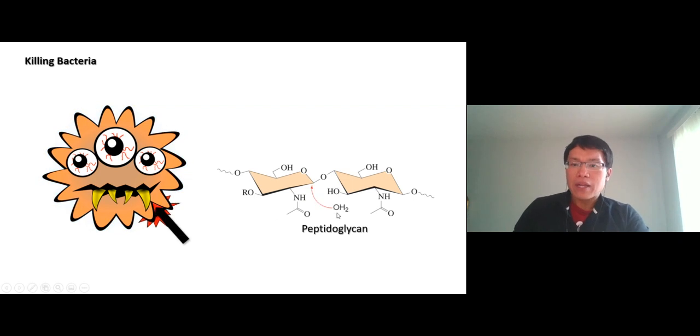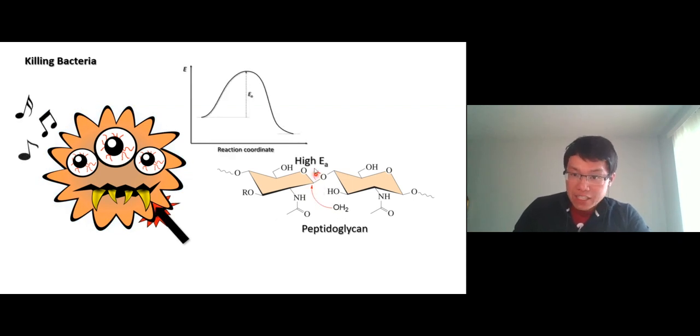Let's take a look right here. So water attacks to break this bond, that's the mechanism. We have a nucleophilic attack, loss of leaving group there. So we try to cut this bond. This process is called hydrolysis, which is the main mechanism of destroying the cell wall. But this reaction doesn't really happen because the activation energy is so high. Peptidoglycan is so stable, right? We can't really do anything with it.